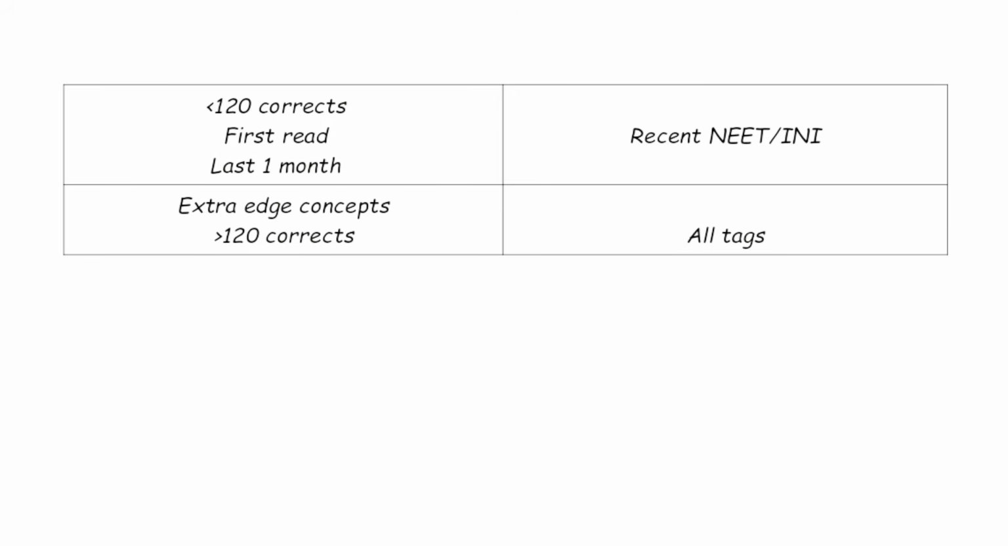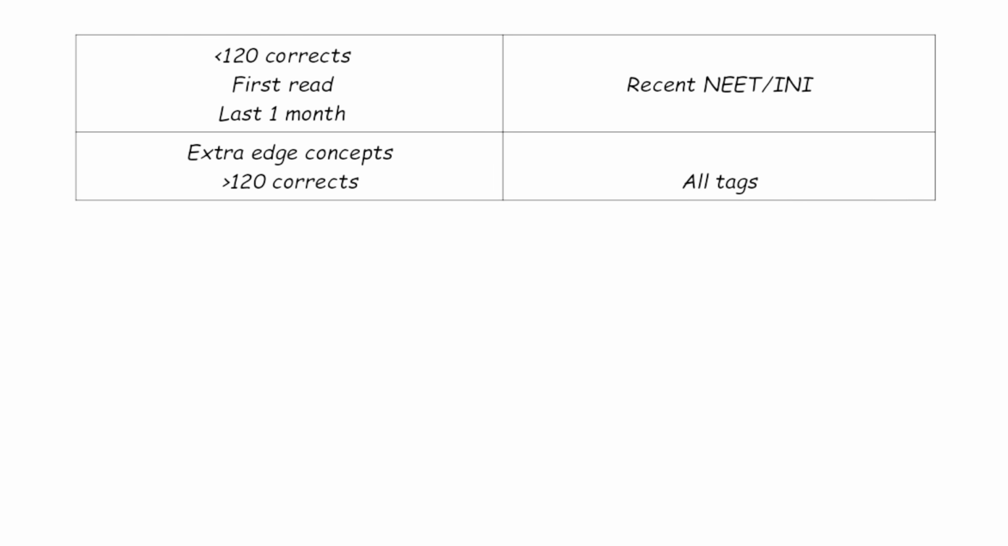And the fourth mistake everybody does out here is just using all the tags. Everybody is using all the tags. You should not use it like that. If you're in the final read, or if you're in the first read, or if your corrects are less than 120, you should not be using all the tags. As I said, just by using recent NEET and INI tags, you can get more than 120 corrects. So just make sure that you use only recent NEET and INI tags.